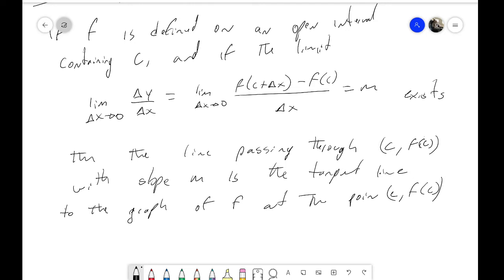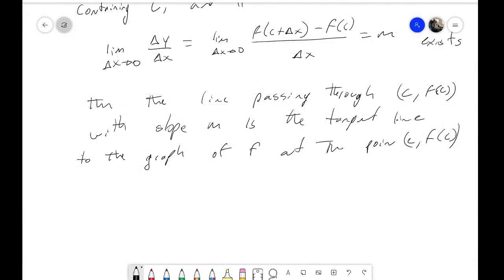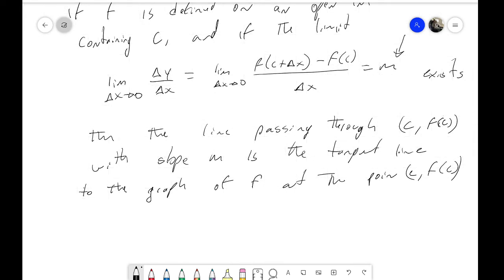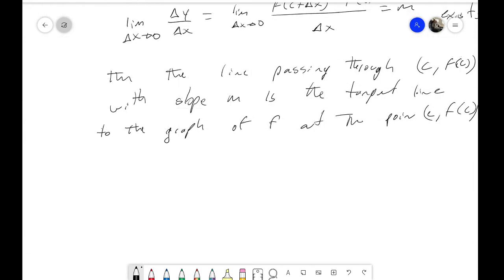So here what we're saying is that if you have a function f that's defined on any open interval, it could be the whole entire real number line, and the limit exists, and this limit is some number m, could be positive, negative, or 0, then the line that passes through that particular point with the slope m is the graph of the tangent line of f.